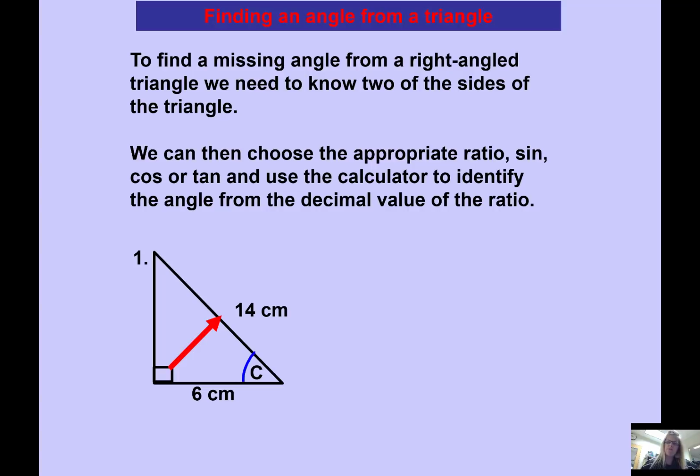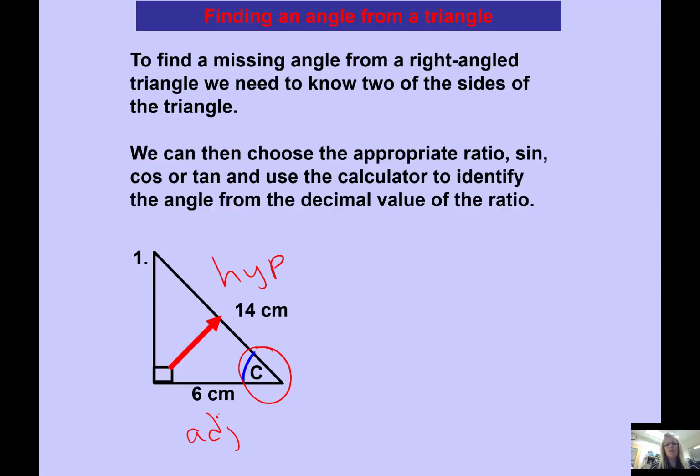So let's say we're given this problem right here. I have a right triangle. I have a measurement of side 6 and a measurement of side 14. And I'm looking to know, what is angle C? So I say to myself, what are 6 and 14 in relationship to the angle? So 14 is called my hypotenuse, and 6 would be my adjacent.